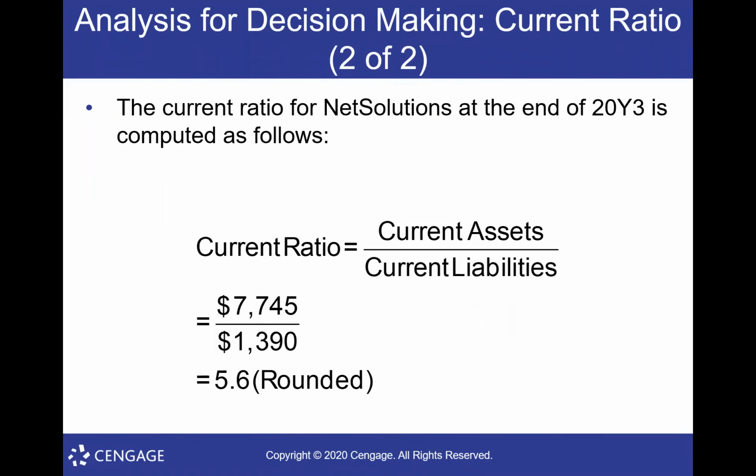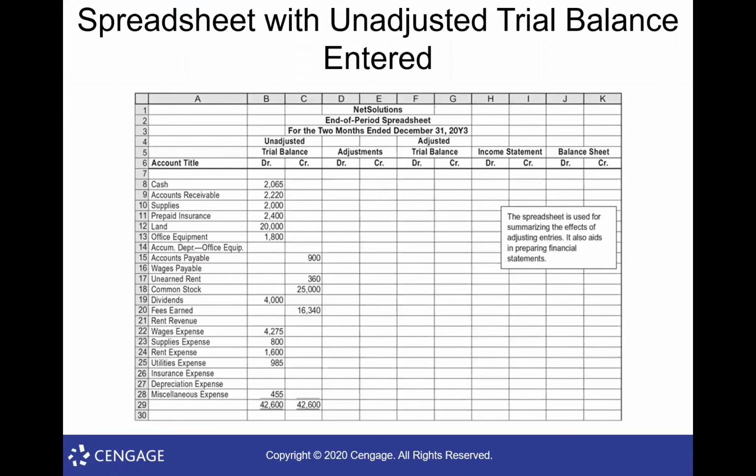So these guys have 5.6. They could probably get a loan, although if this is their total assets, $7,000, they wouldn't be able to get a very big loan, right? Because we're not talking about tons of money here. All right.